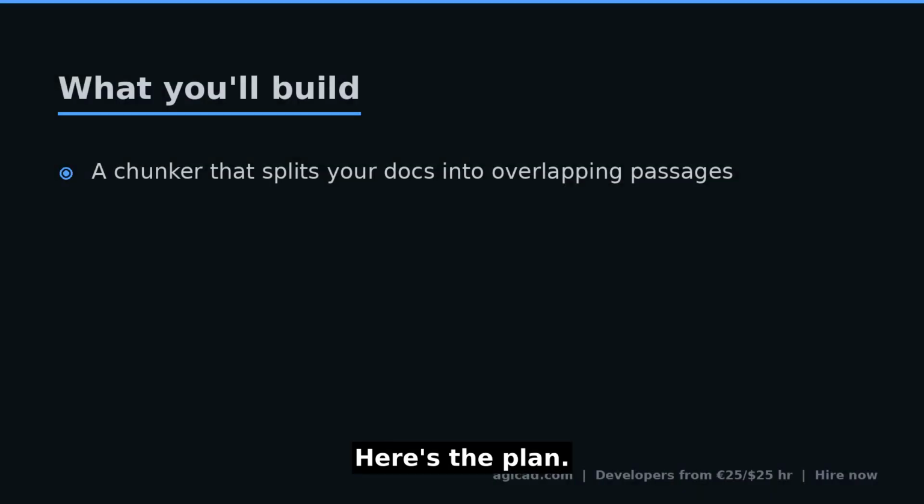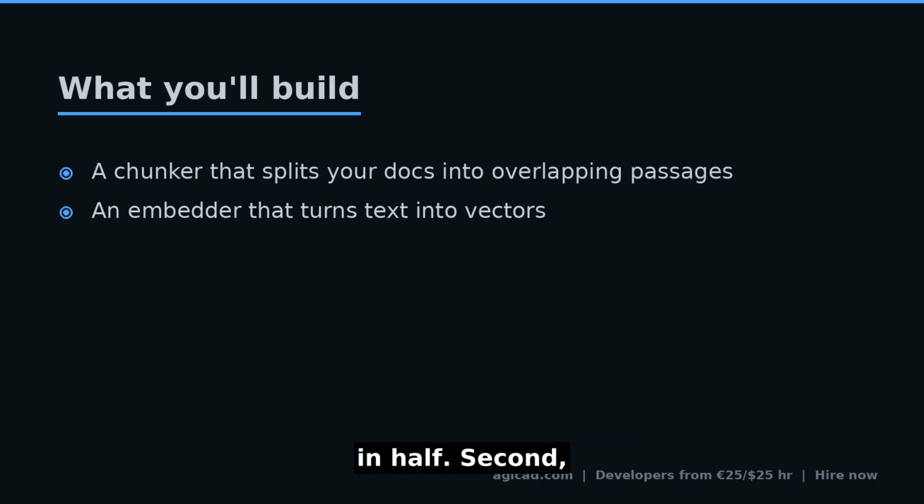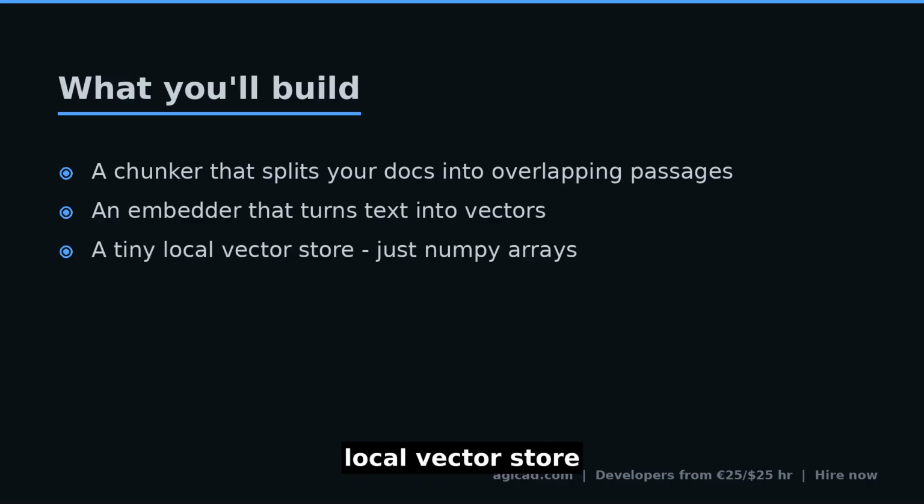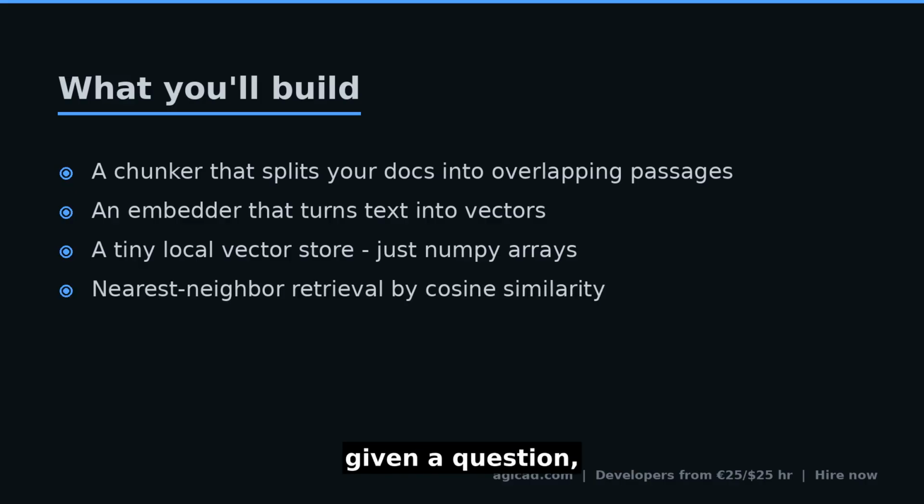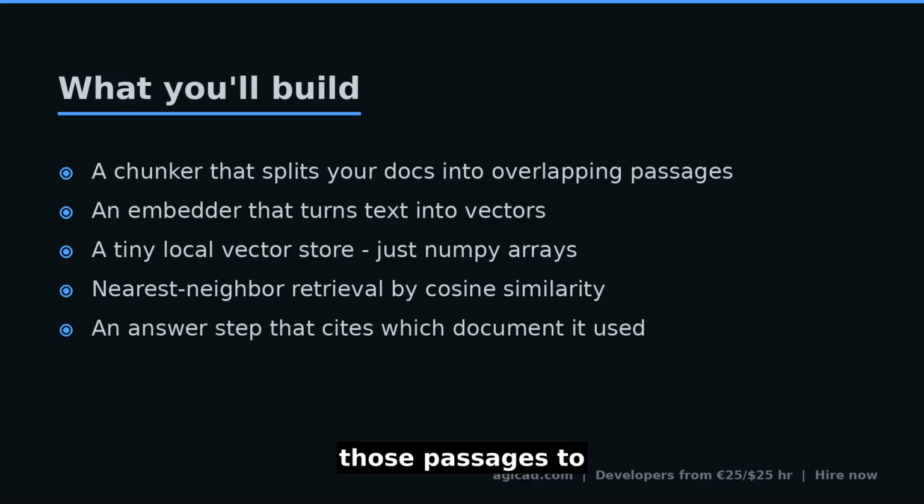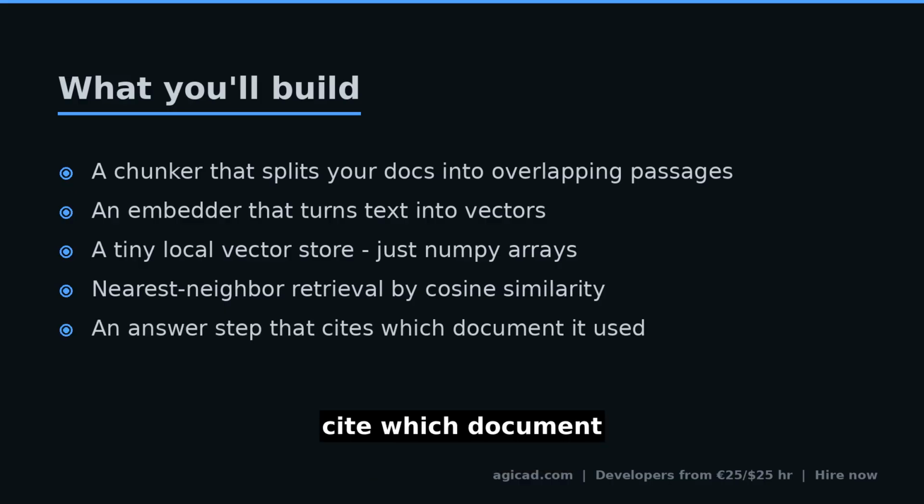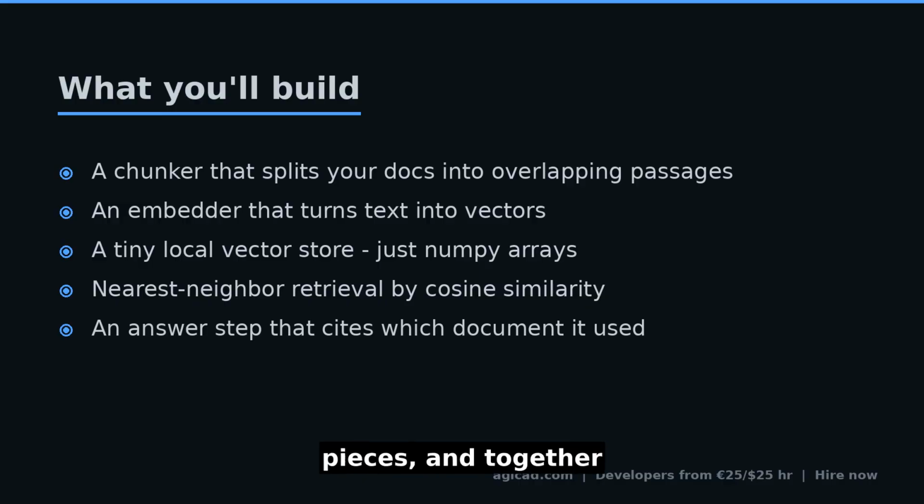Here's the plan. First, a chunker that splits each document into overlapping passages, so no idea gets cut in half. Second, an embedder that turns each passage into a vector. Third, a tiny local vector store, and by store I just mean a numpy array on disk, no special database needed. Fourth, retrieval. Given a question, we find the nearest passages by cosine similarity. And finally, an answer step that feeds those passages to the model and asks it to cite which document each fact came from. 5 small pieces, and together they're a real RAG pipeline.